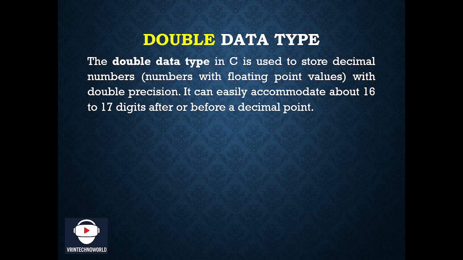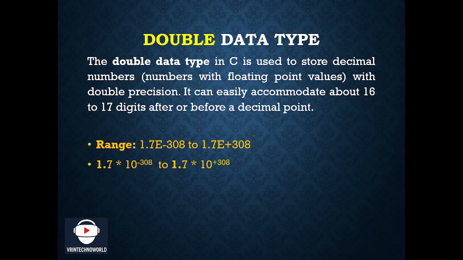Means with double precision, we could use the double data type. It can easily accommodate about 16 to 17 digits after or before a decimal point. You could say the range is from 1.7e minus 308. What is the meaning of it? That we are having the range that is 1.7 into 10 to the power minus 308 to 1.7 multiplied by 10 to the power positive 308. That means now the range is quite high.